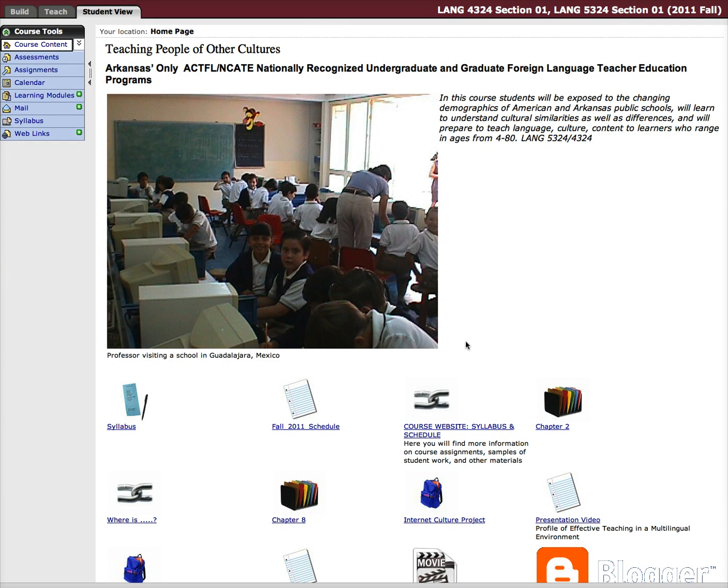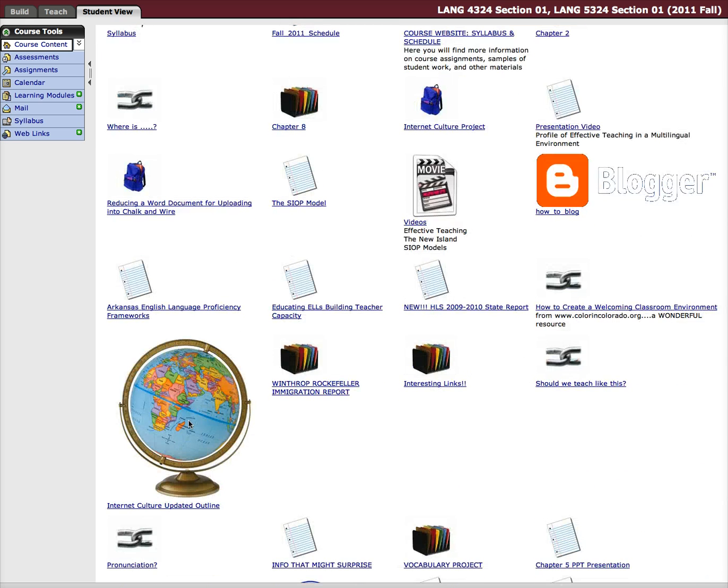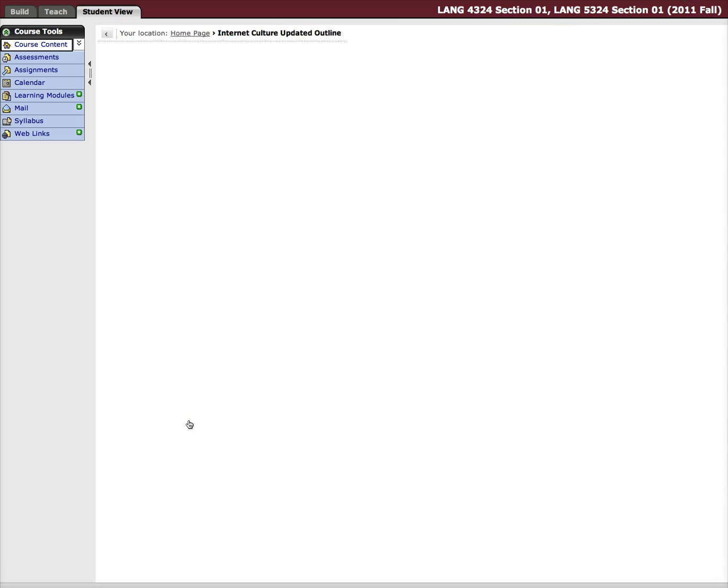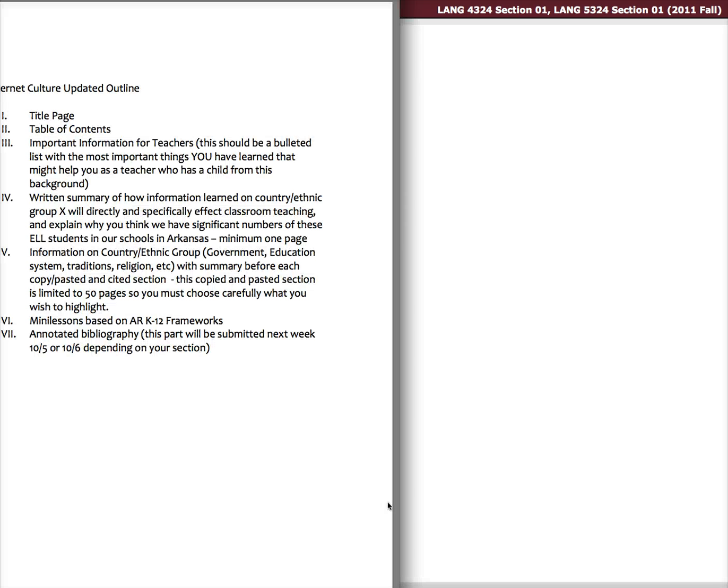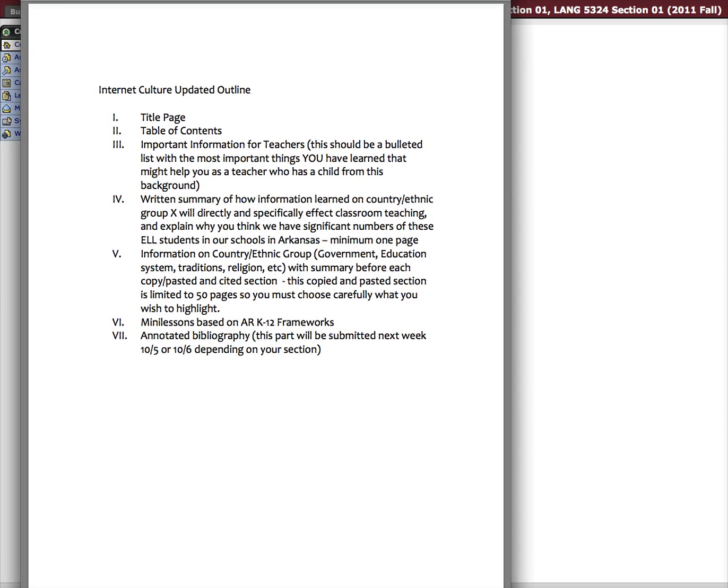So if you'll just follow me, you're in Blackboard, and if you'll scroll down to the big globe, and it should download as a PDF. It depends on what you're using. It may open up right there in your screen. For me, it's not, so I'm going to put it right here. I think you can see it pretty well. This is the current outline for what I'm expecting you to produce.